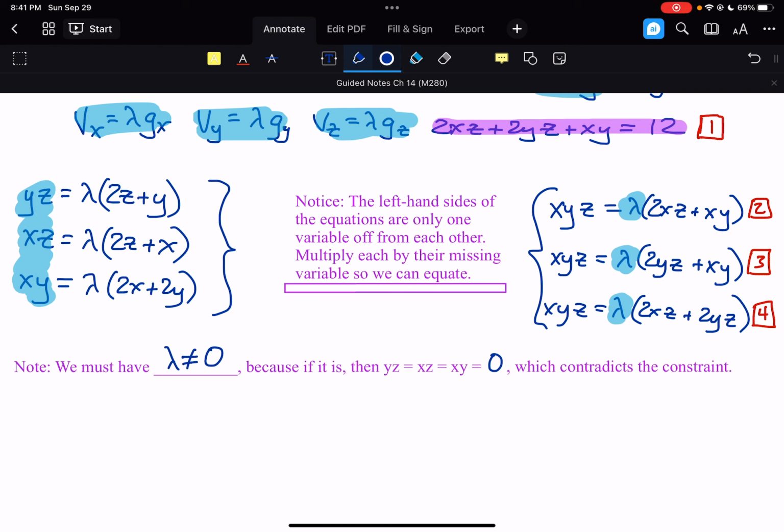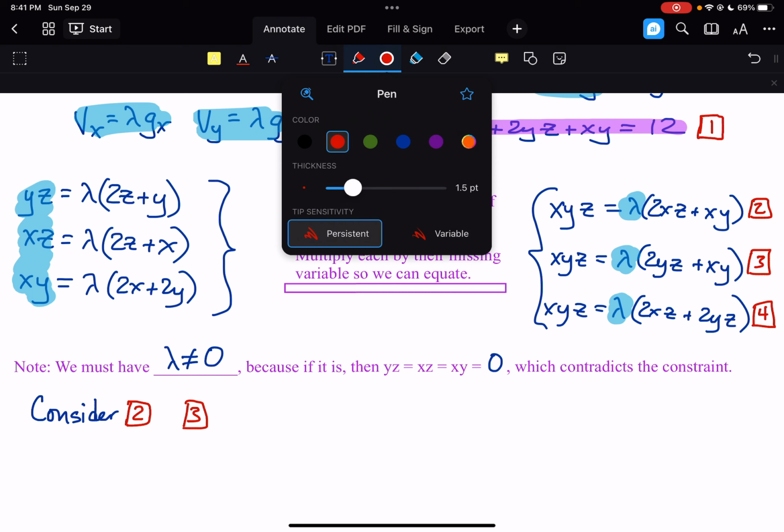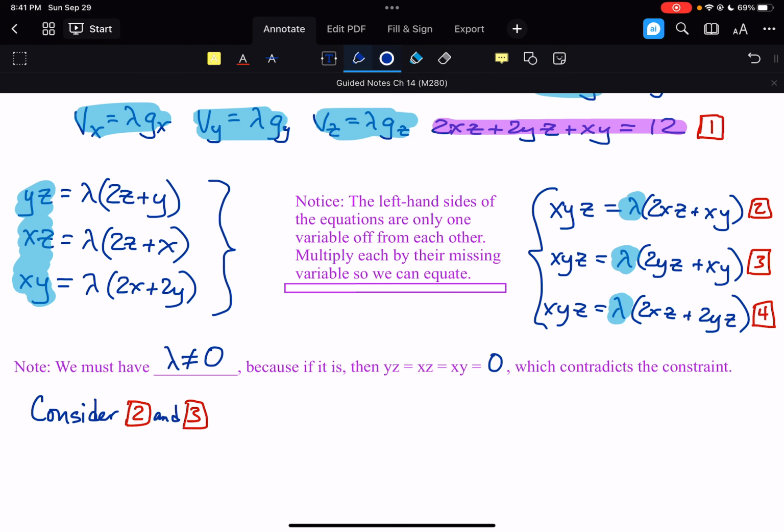Now, because lambda is not equal to 0, we can consider equations 2 and 3. If we go ahead and equate them, we get lambda 2xz plus xy equals lambda 2yz plus xy. We can divide away the lambda now, because again, it cannot be 0.